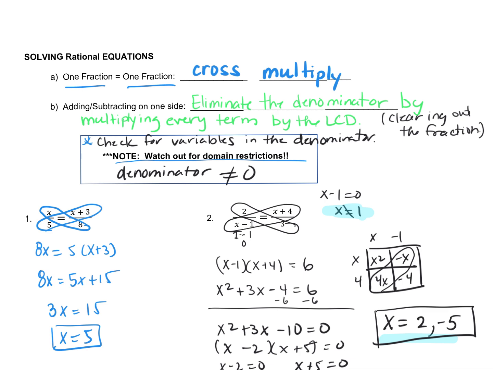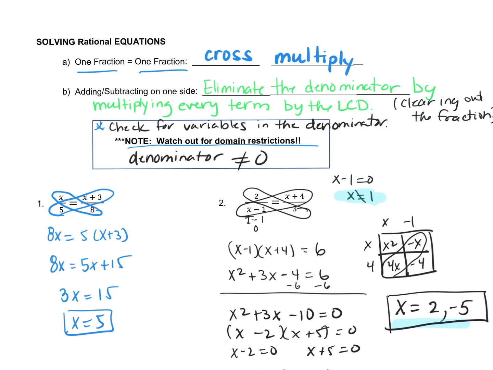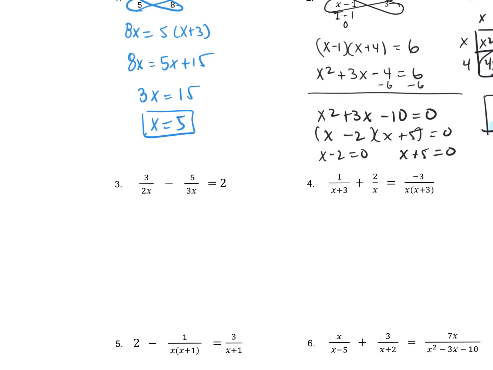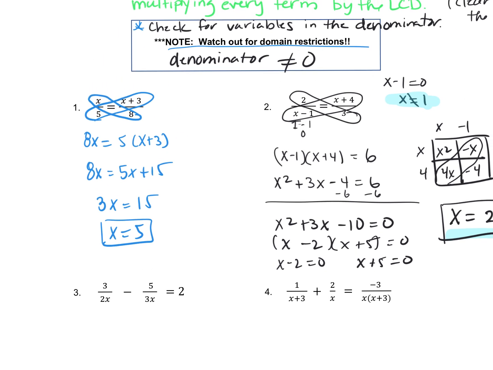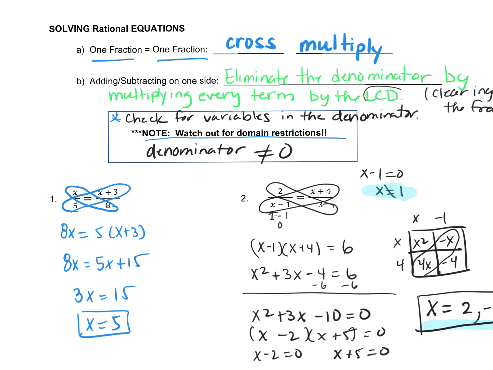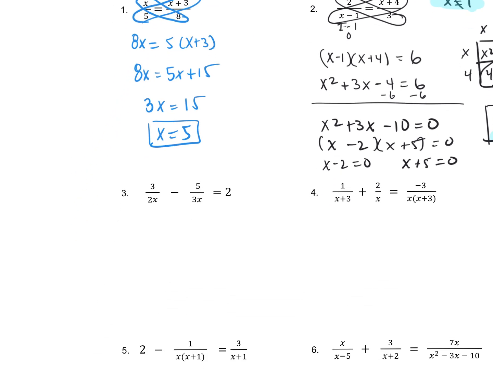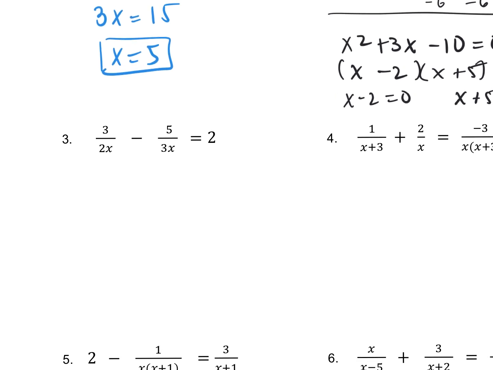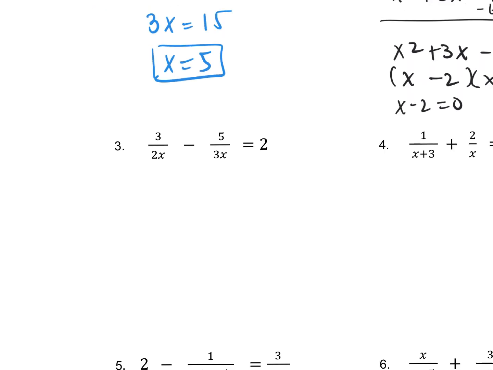So let's look at what that looks like. Now, let's do number 3, and I'm going to tell you what you have to state. I said I have to find the LCD, so I've got to multiply everything by the LCD. But I also have to check, are there any domain restrictions? So we look for a variable in the denominator. Looking at number 3, this is not two equal fractions, so I need to find the LCD and the domain restriction first.